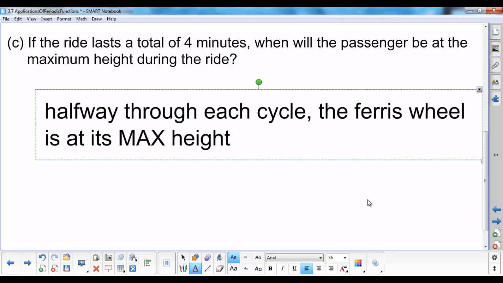Okay, so based on what we know about the period lasts 2 minutes. One full cycle is 2 minutes. So halfway through each cycle, the Ferris wheel must be at its maximum height, or the person on the Ferris wheel must be at the maximum height.